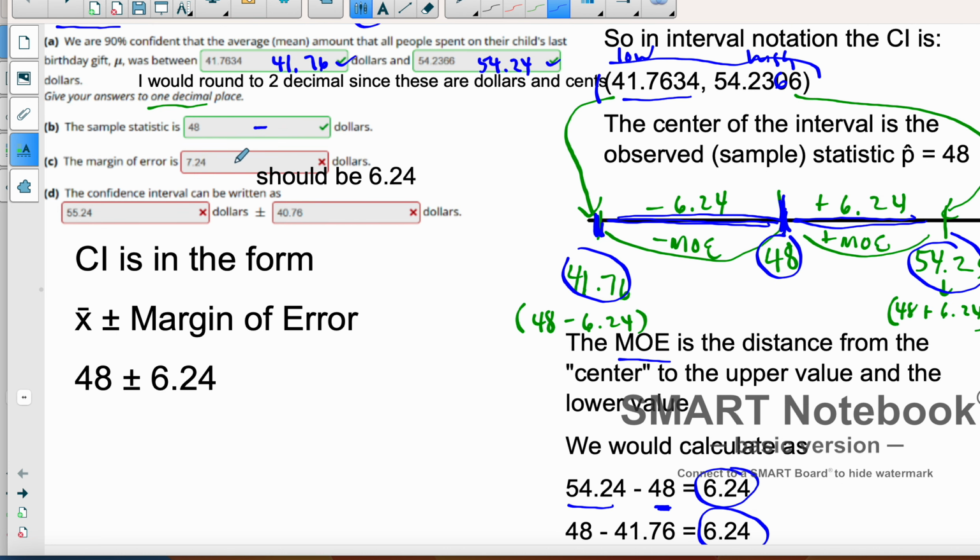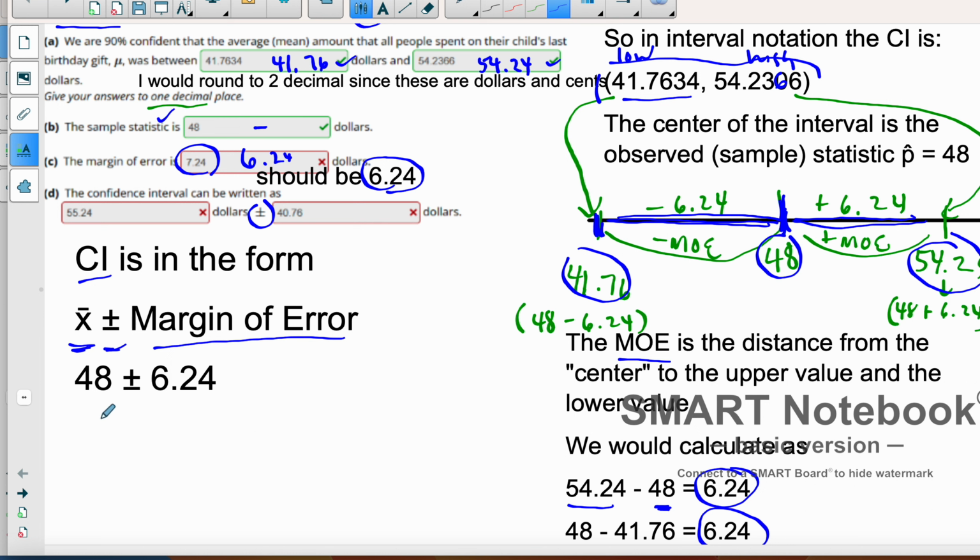All right, so I don't know if you just maybe calculated, you have $7.24, but it's $6.24. Maybe this is a typo. This should be $6.24. All right, but down here, this confidence interval, when you see this plus or minus, it wants you to write the confidence interval in the margin of error form. That form is sample statistic plus or minus margin of error. So you're literally just taking the prior pieces that you have.